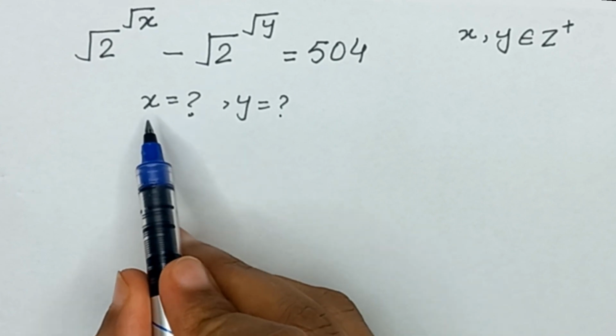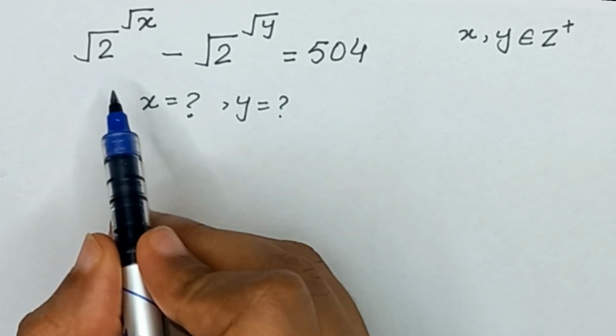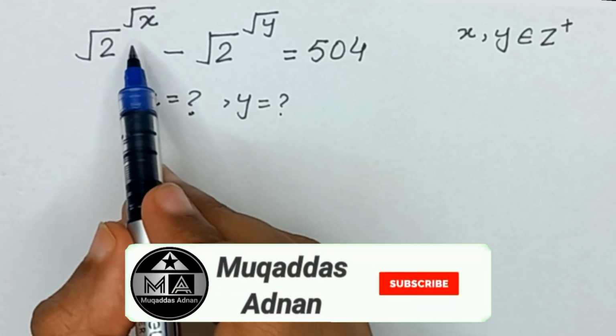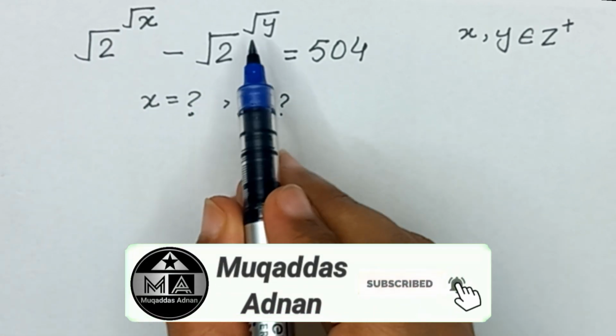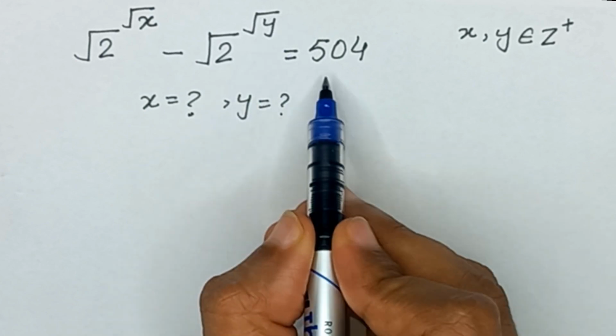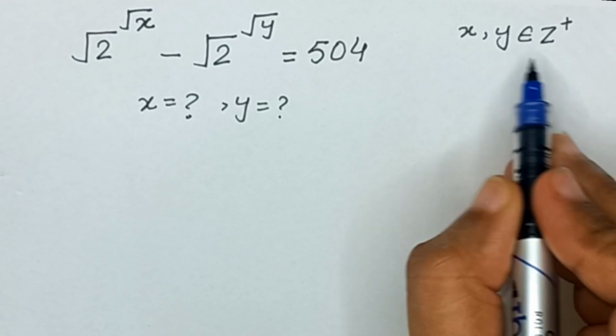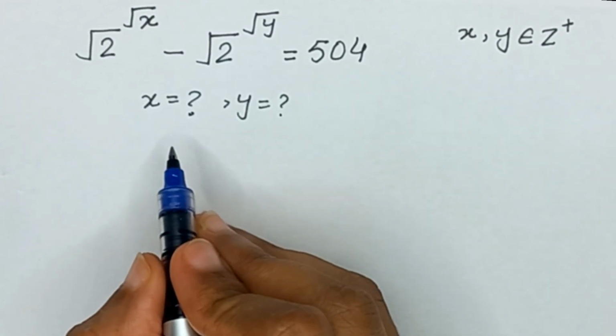Today we will find the values of x and y from this given equation, which is (square root of 2) raised to the power square root of x minus (square root of 2) raised to the power square root of y is equal to 504, and x and y belong to positive integers.